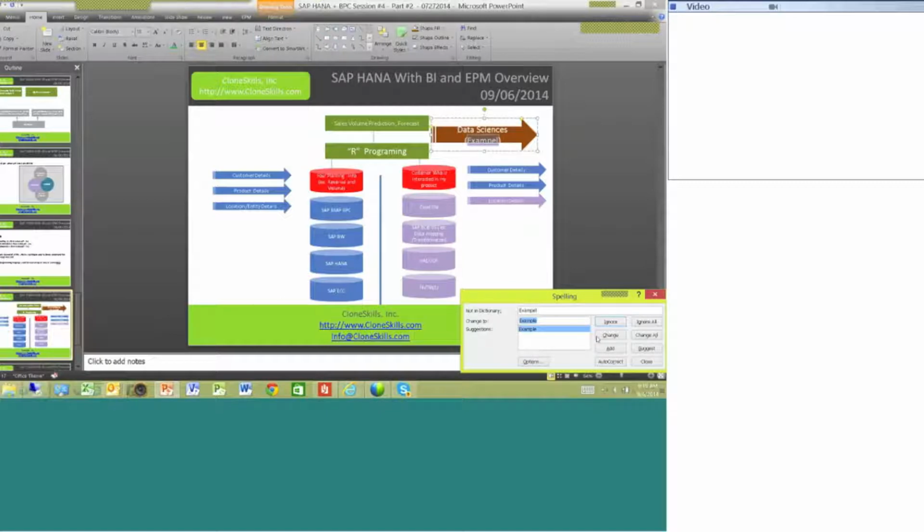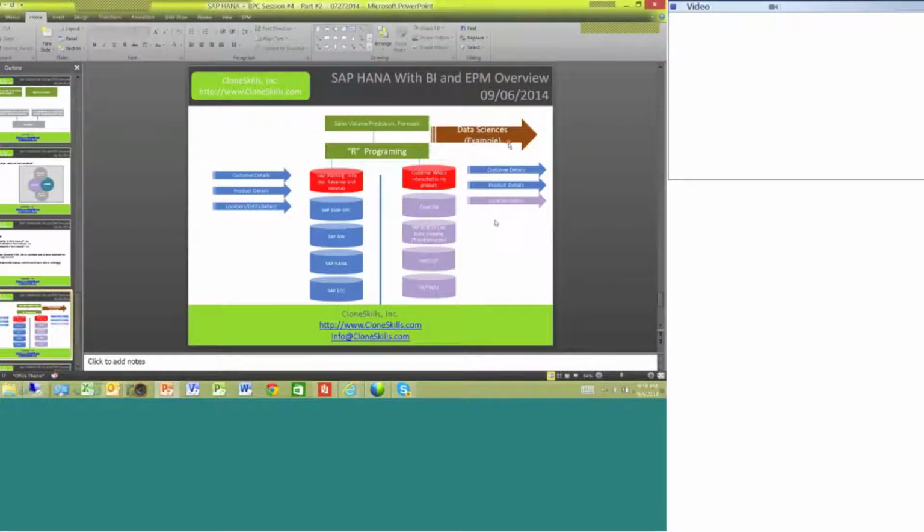From a business perspective, what is the business interested in? Sales volume prediction, sales volume forecast. See how many different things are involved. In both places we are finding patterns. The commonality between SAP business transactions and non-business transactions is the customer.